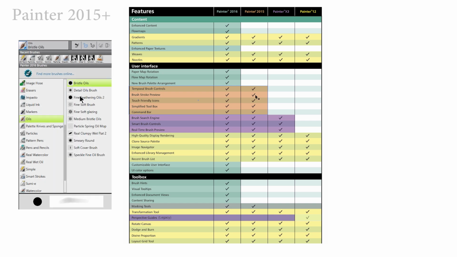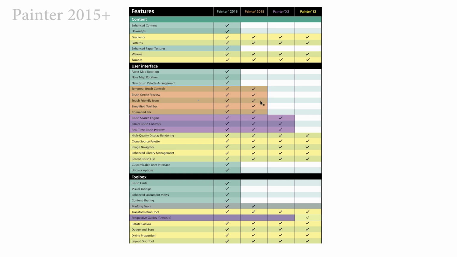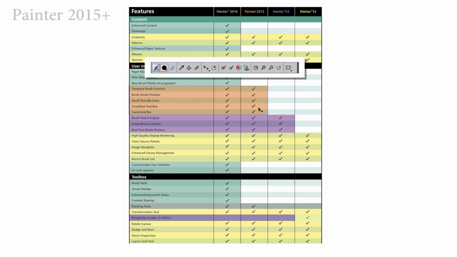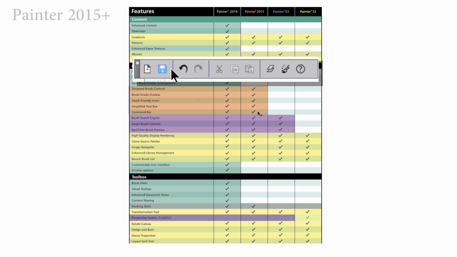This might be a typo here too for brushstroke preview. I believe that was probably added in X3. I'm not positive about that, but it's not that important. Touch-friendly icons means that the icons were improved to be a little bit easier to touch on a tablet. That was added in Corel Painter 2015. The simplified toolbox was added in Corel Painter 2015, as well as the command bar.